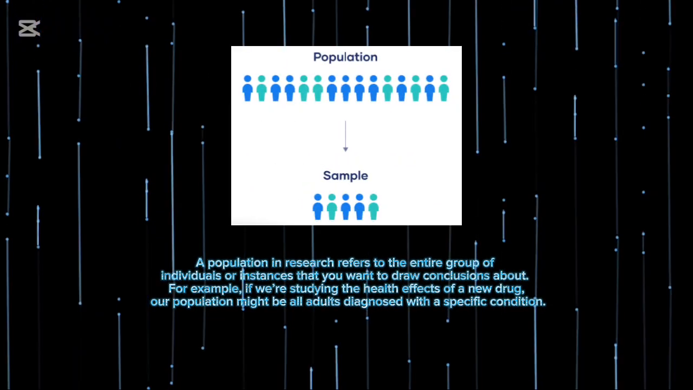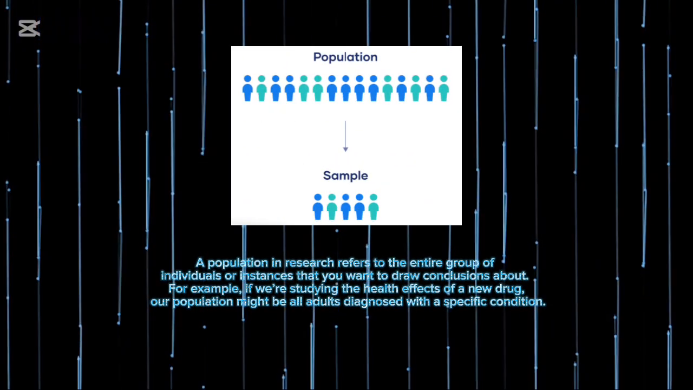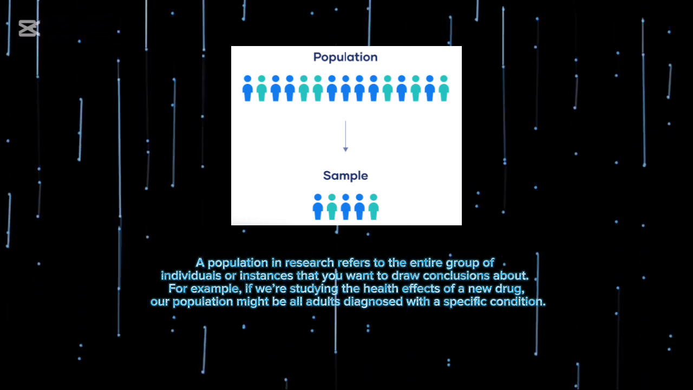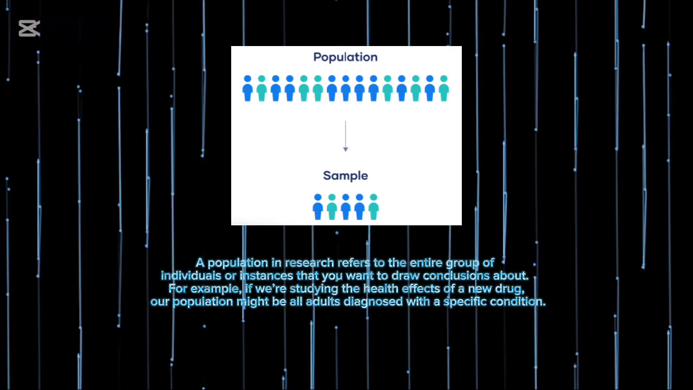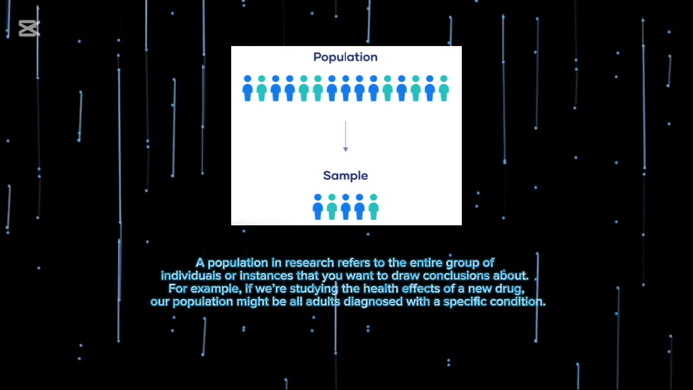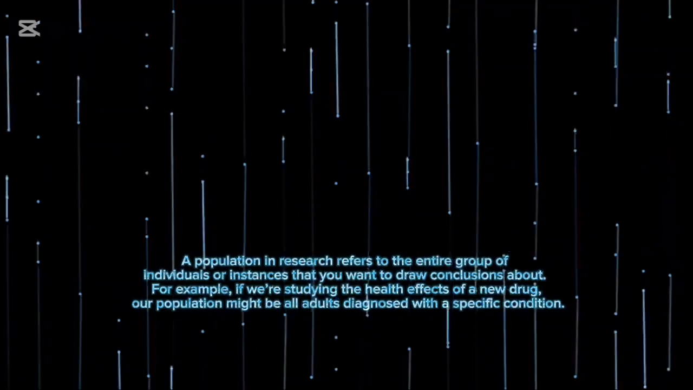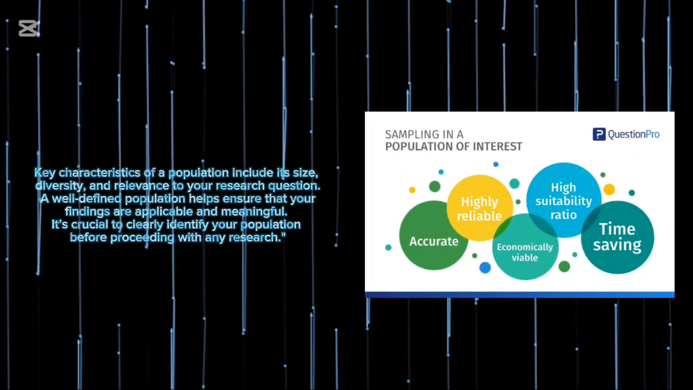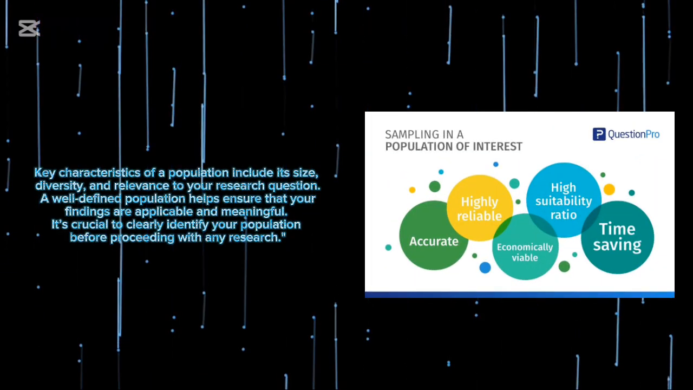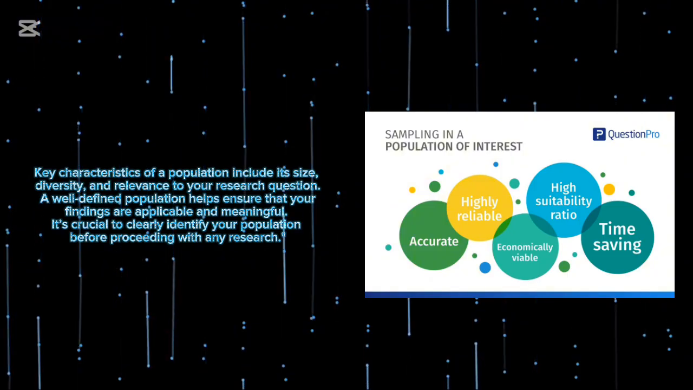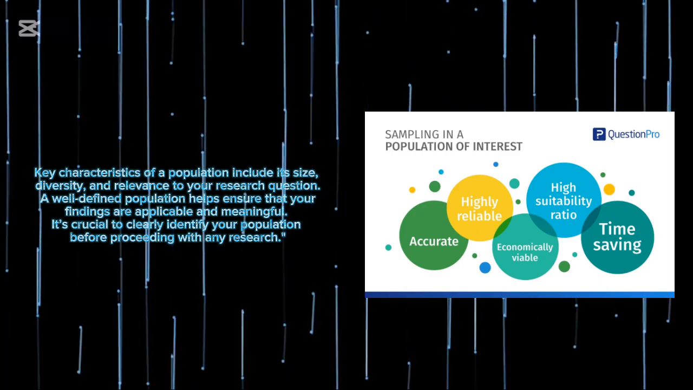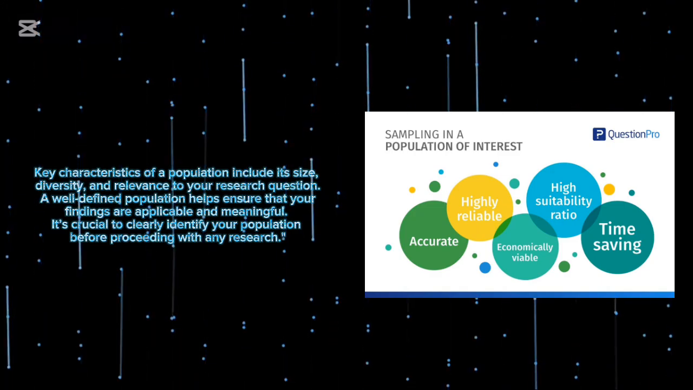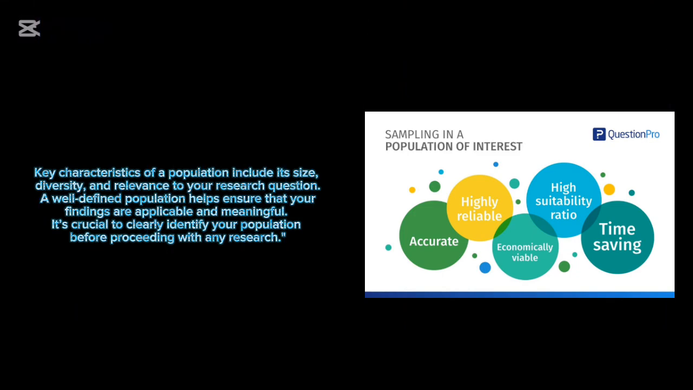A population in research refers to the entire group of individuals or instances that you want to draw conclusions about. For example, if we are studying the health effects of a new drug, our population might be all adults diagnosed with a specific condition. Key characteristics of a population include its size, diversity, and relevance to your research question. A well-defined population helps ensure that your findings are applicable and meaningful. It's crucial to clearly identify your population before proceeding with any research.